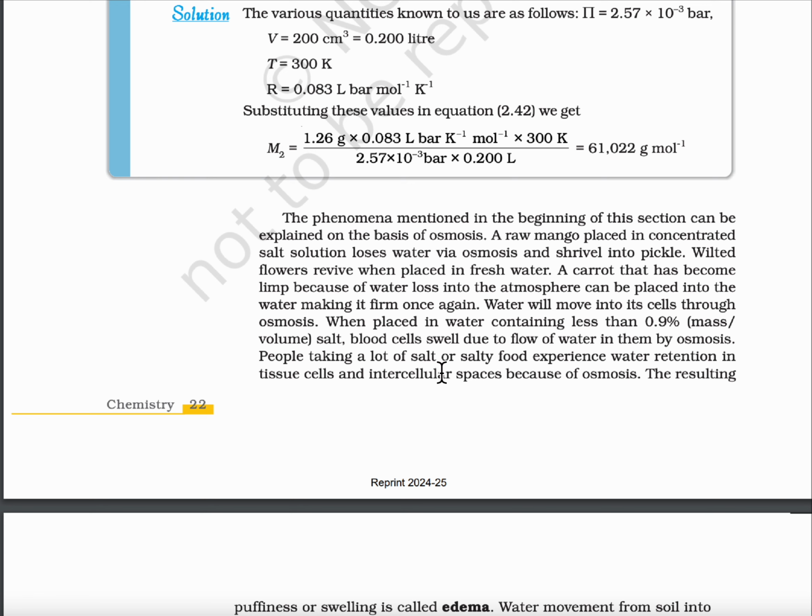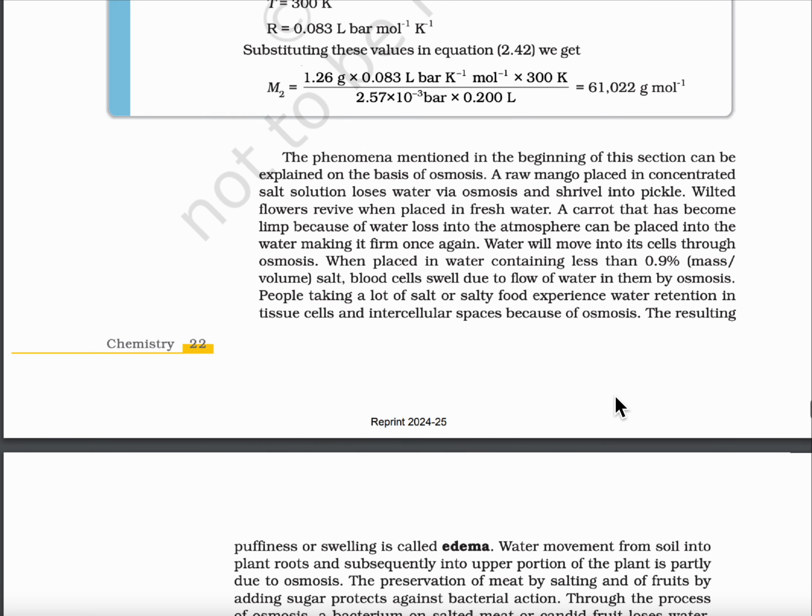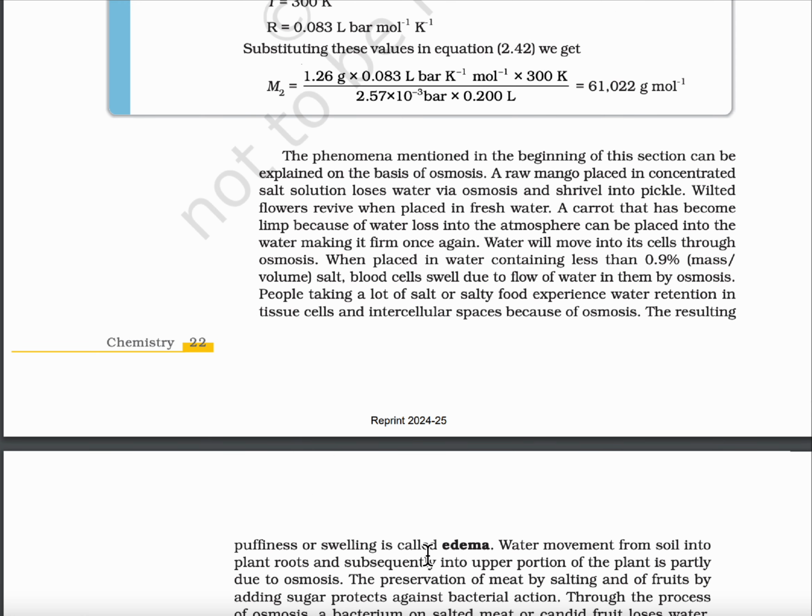People taking a lot of salt or salty food experience water retention in tissue cells and intercellular spaces because of osmosis. The resulting puffiness or swelling is called edema. Now this might be an important question where they might ask what is the reason for edema, or what is the puffiness or swelling caused due to: intercellular spaces because of osmosis. Anything about this point could be asked. Okay, so people taking a lot of salt or salty food experience water retention in tissues.